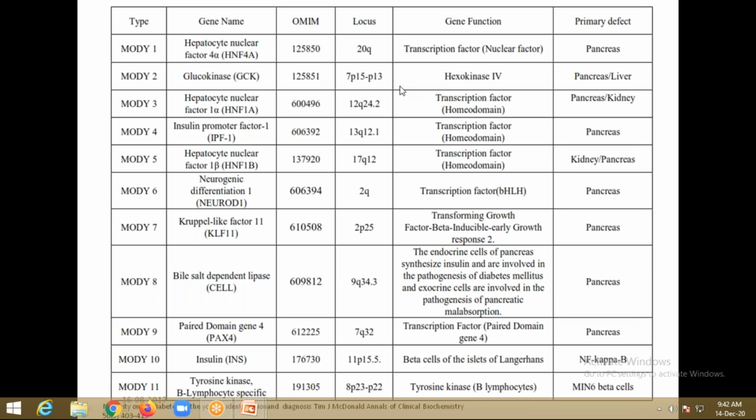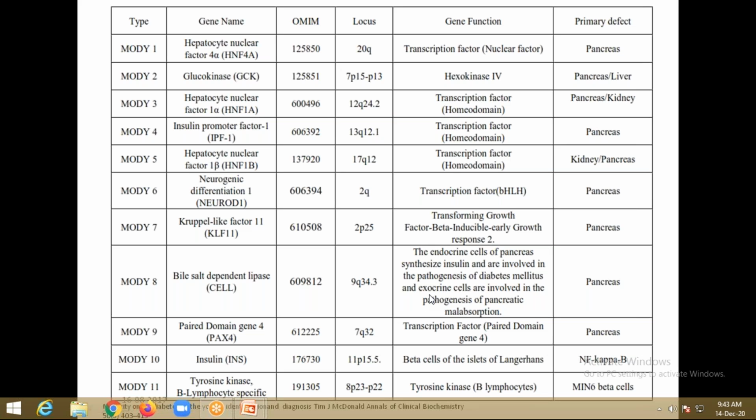Just remember that if it is 2, you have the liver additionally involved, and if it is 3, the kidney is involved. If it is 5, kidneys are mostly involved, with something like cystic disease of the kidney. And then coming to MODY 8, bile salt dependent lipase. The locus is on chromosome 9q34. It's very tough to remember all these chromosome numbers. Just remember the MODY number and the gene name involved in it. That is sufficient. And apart from that, the few questions I told you about kidney involvement.